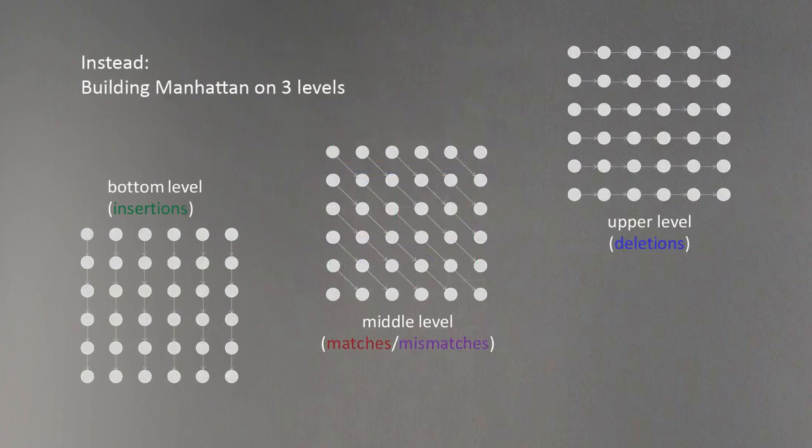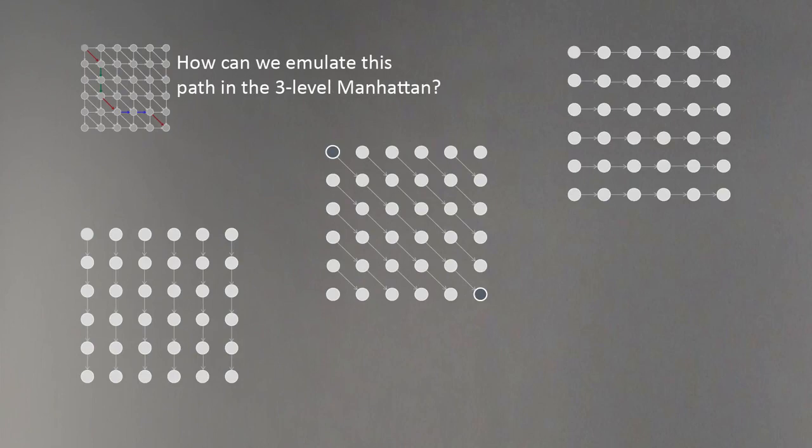We can split our Manhattan grid into 3 levels: bottom level, middle level, and upper level. The bottom level will represent insertions and will contain only edges which go vertically from node to node. The middle level will represent matches and mismatches and will contain diagonal edges. The upper level will represent deletions and will contain only horizontal edges of our graph. And still, we need to find a path from the top left corner to the bottom right corner. We can move in our Manhattan grid, but we also can move between these layers of the grid.